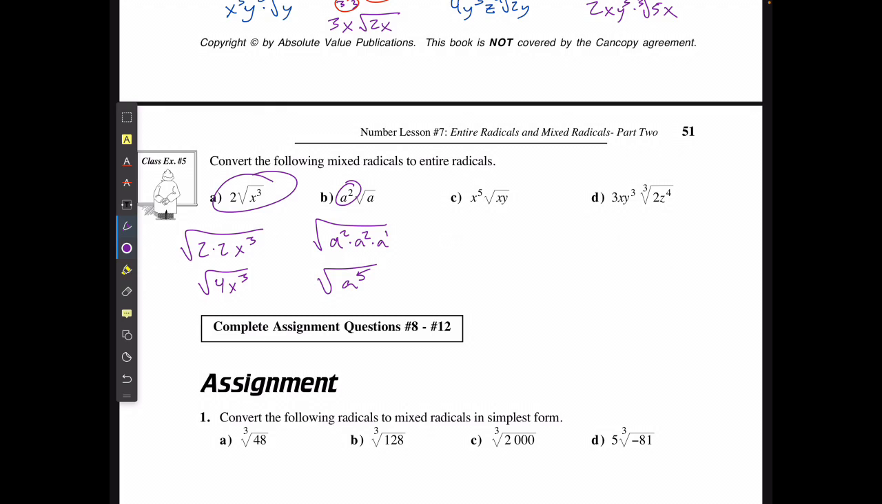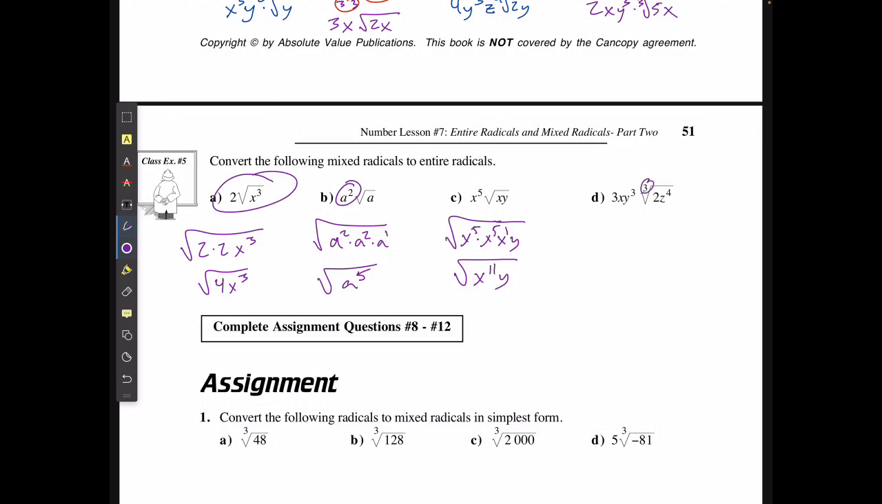Here I'm going to get x to the 5 times x to the 5 times xy. I can combine all the x's, and I have x to the 11, and then I just have a y.